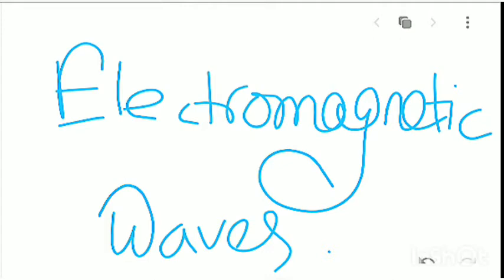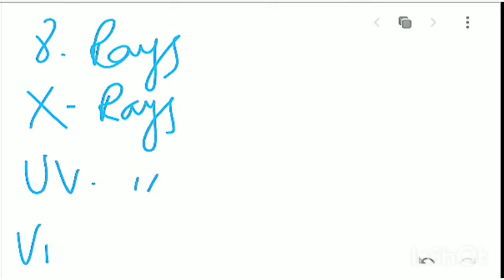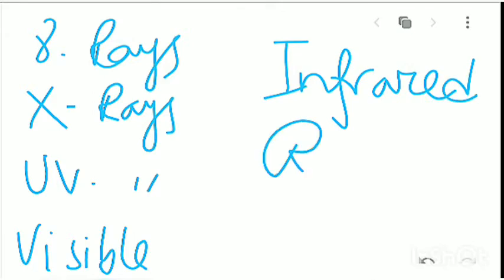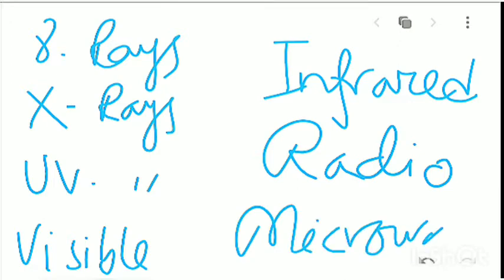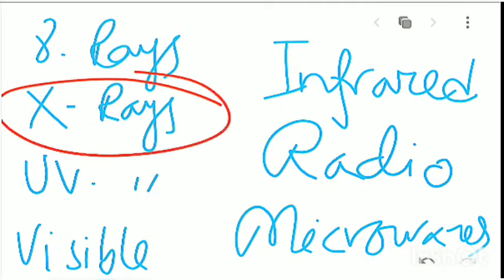Clear? So there are various kinds of electromagnetic waves like gamma rays, X-rays, ultraviolet rays, visible rays, the visible lights which you can see, infrared, radio waves, microwaves, and so on. Our target is to study about these X-rays. This is our subject as a kind of electromagnetic radiation.